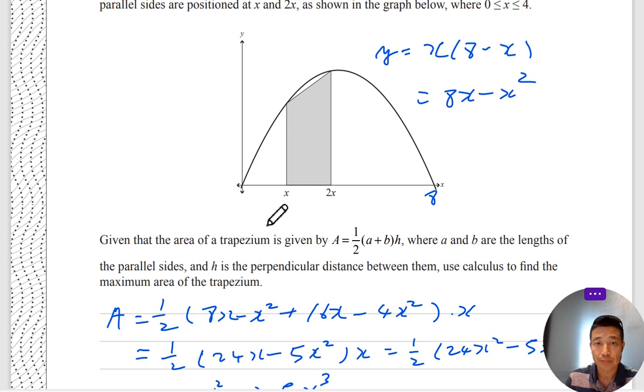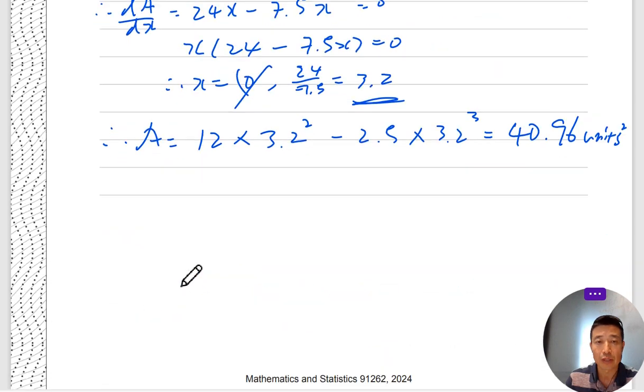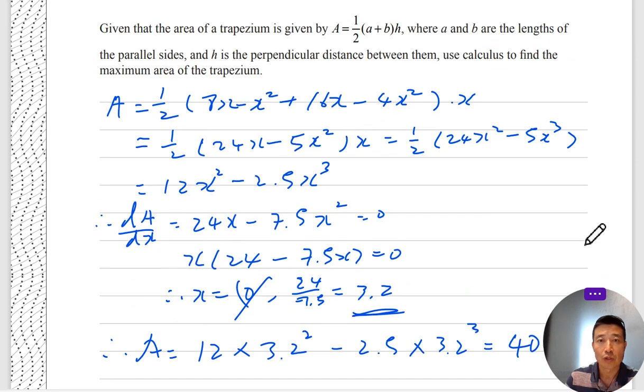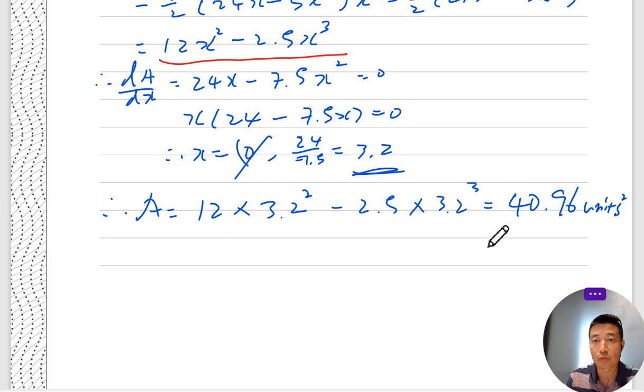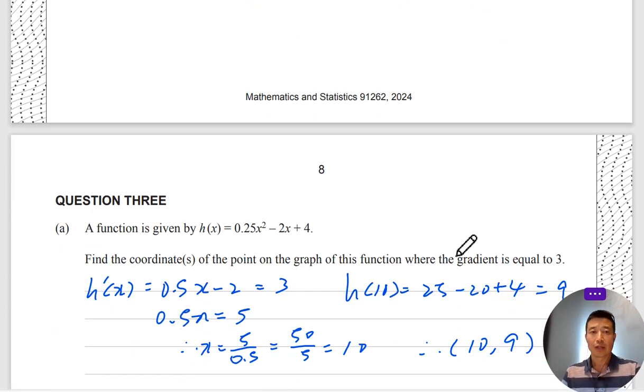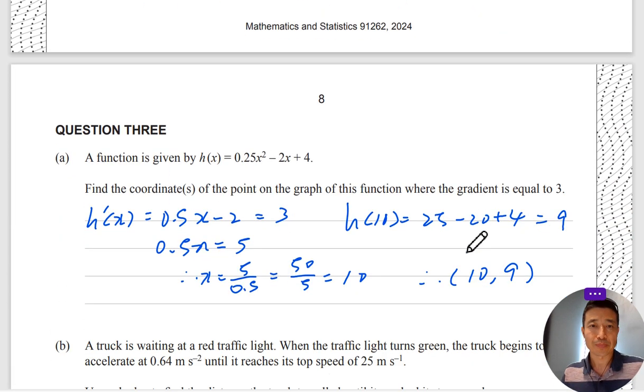Where is it? Yeah, find the maximum area. So you have to find the area. So you plug 3.2 into this equation, I suppose. Yeah, 12 times 3.2 squared minus 2.5 times 3.2 cubed gives me 40.96 units squared.